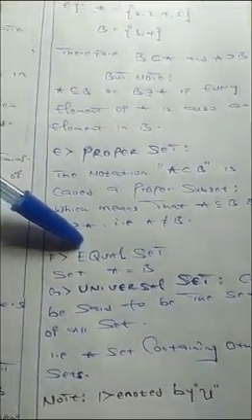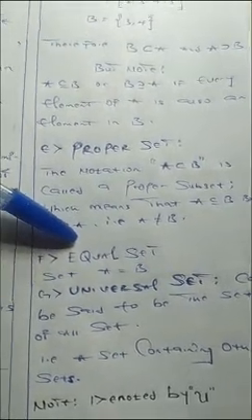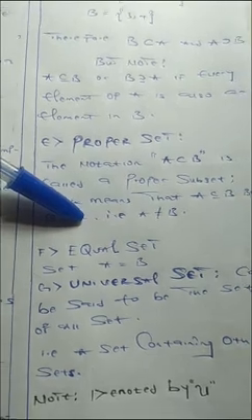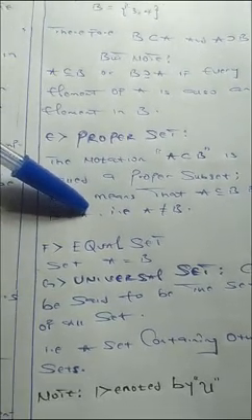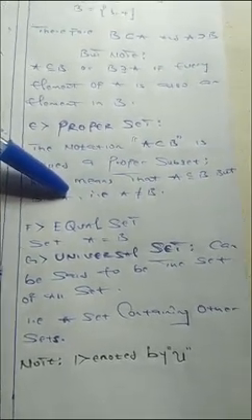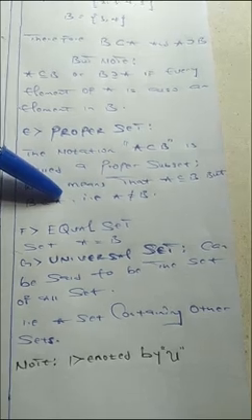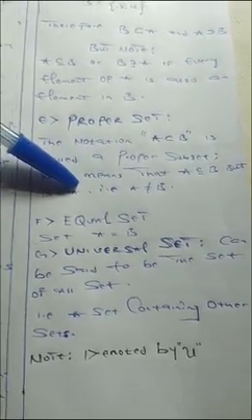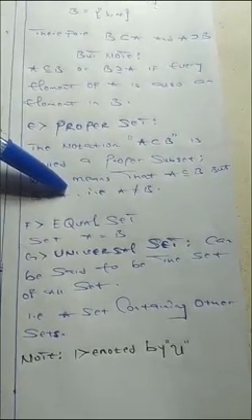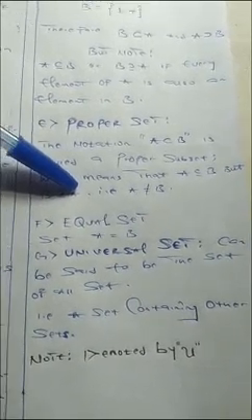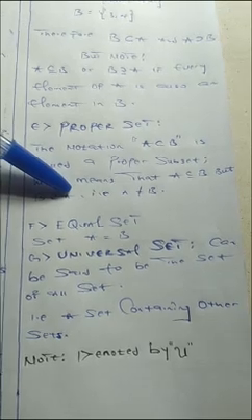You know, of course, equal set is when both A and B have equal members, or equal elements. That's just the definition of equal set. Move over to the next one, universal set. Now, universal set, just like the name sounds, can be said to be the set of all sets. That is a set containing other sets.